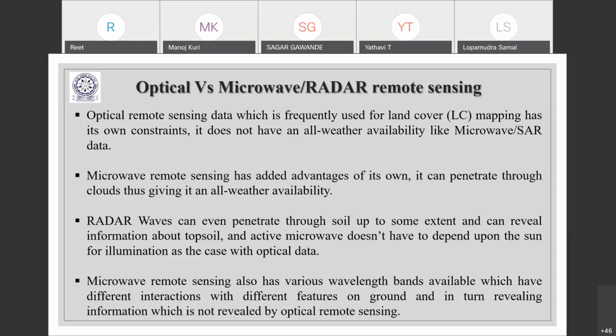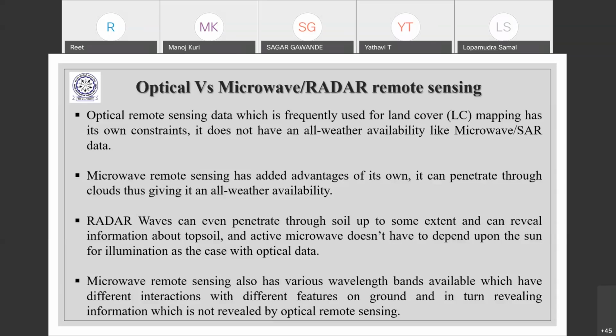So that is the most advantageous part of the microwave, that it can penetrate some of the surfaces like dense vegetation cover. Optical data will have a clear cut disadvantage there: suppose you are studying a soil and you have optical data, then you will only see the top portion of the trees. But using the microwave data, with some frequencies you will be able to see what is below those trees, because the trees will allow the microwave radiation to pass through.